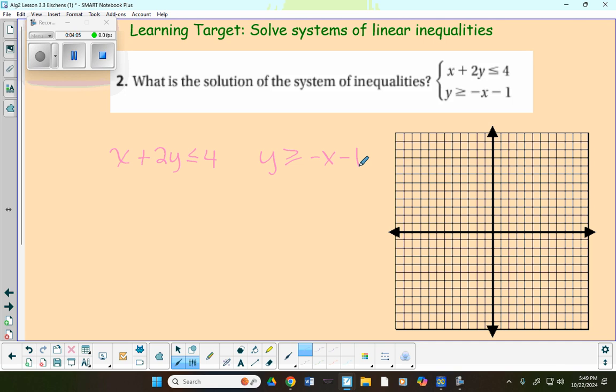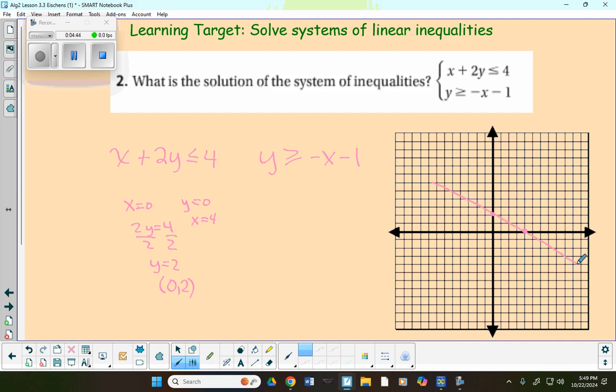If you want to use the intercepts, when x is equal to 0, you would have 2y equals 4, divide by 2, y equals 2. So the y-intercept is at 0, 2. So then you can plot that. And then for your x-intercept, y is equal to 0. And so you would have x equals 4. And that's going to be a solid line.